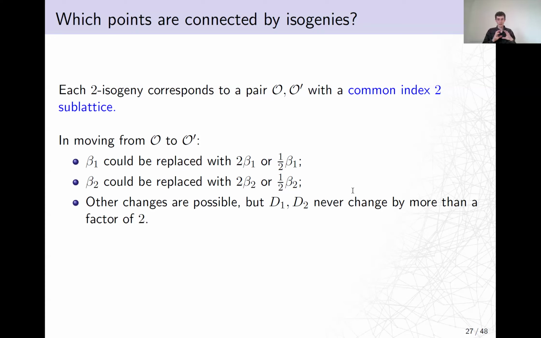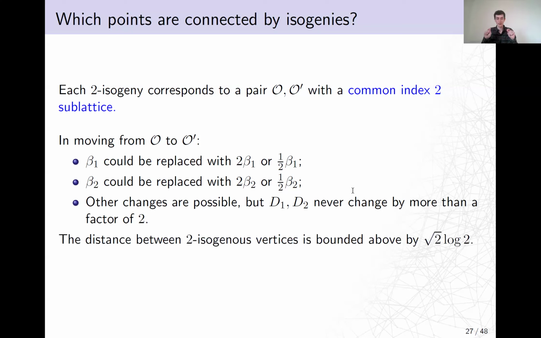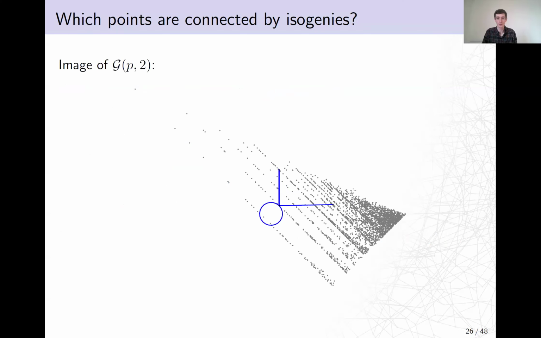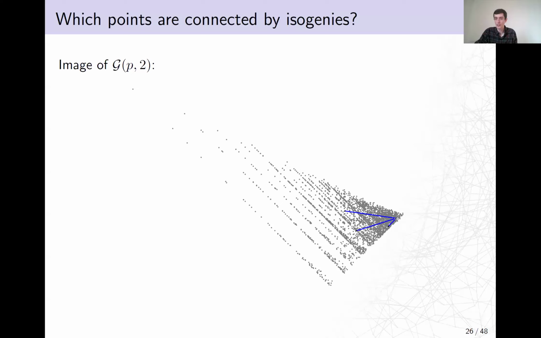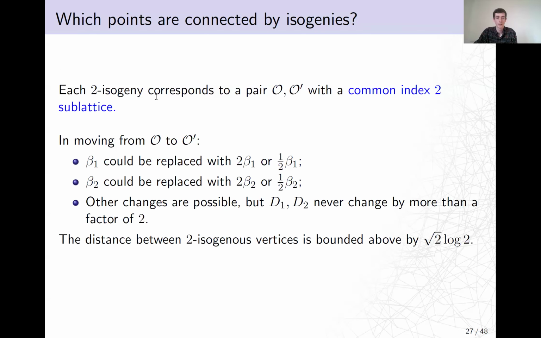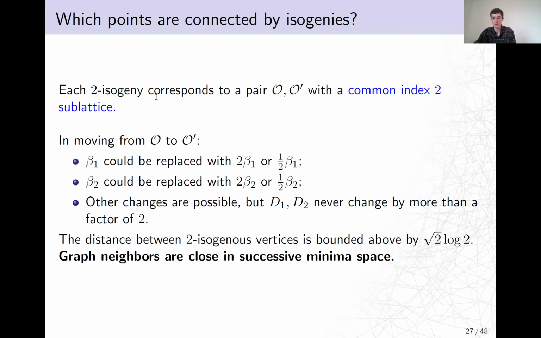Which means that when we plot things in this log-log plot, the horizontal distance between two points that are two isogenous can never be more than log 2. And the vertical distance can never be more than log 2. So you will never find an edge in this graph with a distance greater than log 2. And this is something that we observed when we were looking at all these examples: for each point, you're never going to see an edge that goes from deep in the heart of this dense region all the way up to this sparse region. These isogenies seem to have relatively short edges, and that's what we've found here. If two points are close in the two isogeny graph, then they are also close in the successive minima space. So the successive minima space is in some sense capturing isogeny distance.